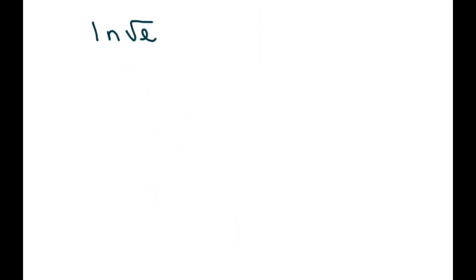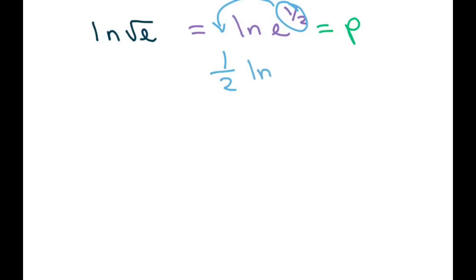All right. Now on this one, I'm going to rewrite this. Instead of a radical, I'm going to write it as a rational exponent. We're looking for the power again. I'm going to use my power property and move this 1/2 in front. So you have 1/2 ln of e equals p. Remember, ln of e equals 1. So that just cancels out. So 1/2 is your answer.